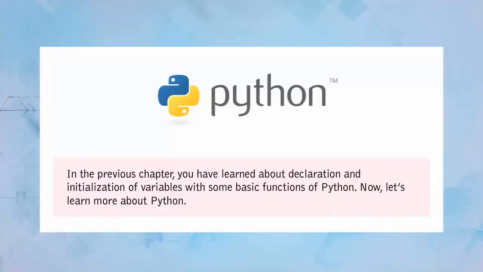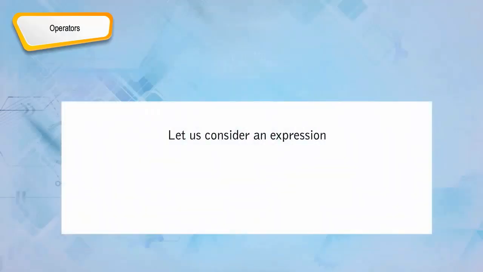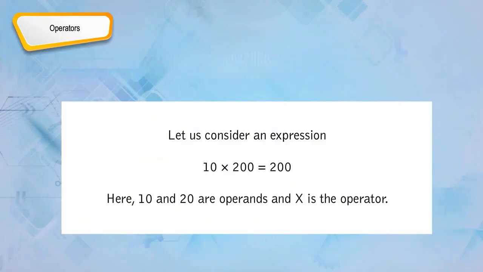In the previous chapter, you have learned about declaration and initialization of variables with some basic functions of Python. Now, let's learn more about Python. Operators. Operators are those special symbols that carry out arithmetic or logical computation on the operands. Let us consider an expression 10 * 20 = 200. Here, 10 and 20 are operands, and * is the operator.